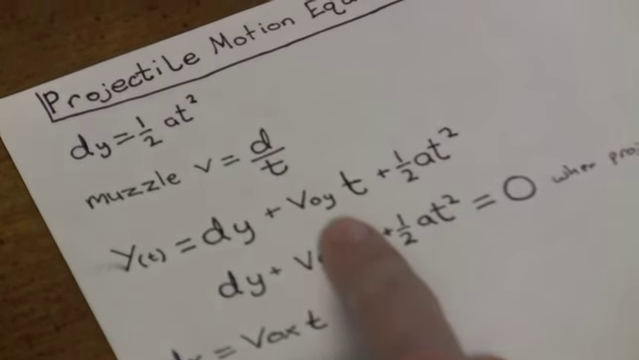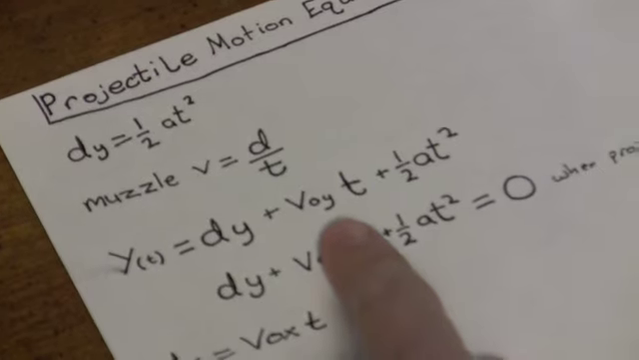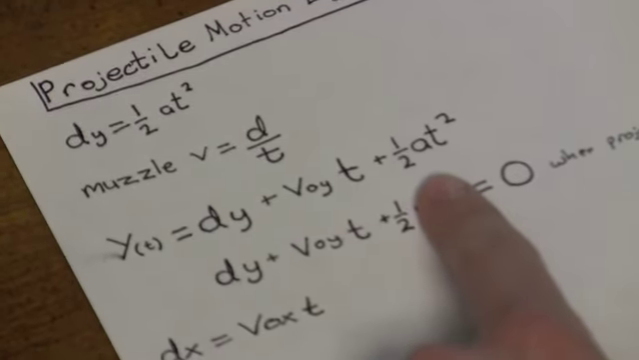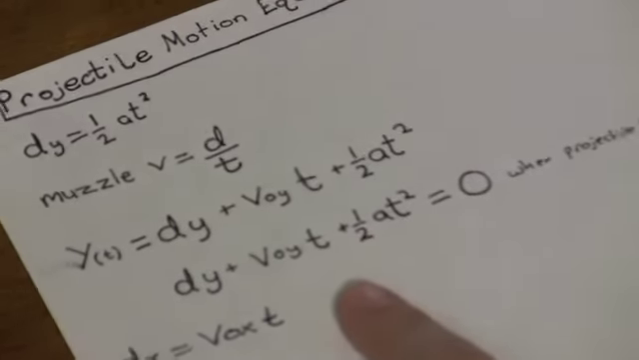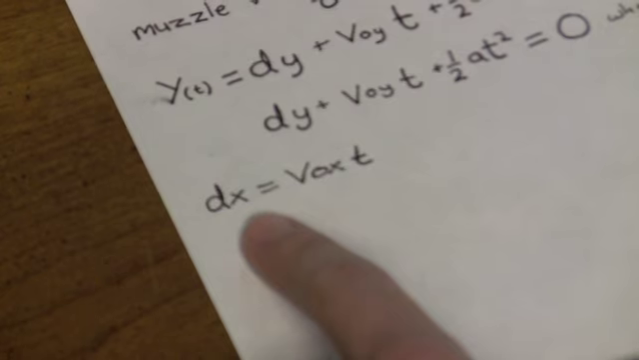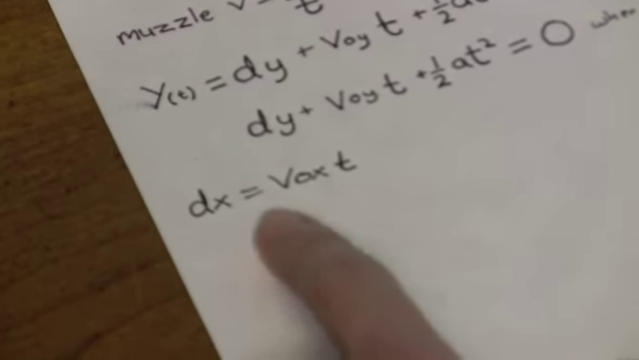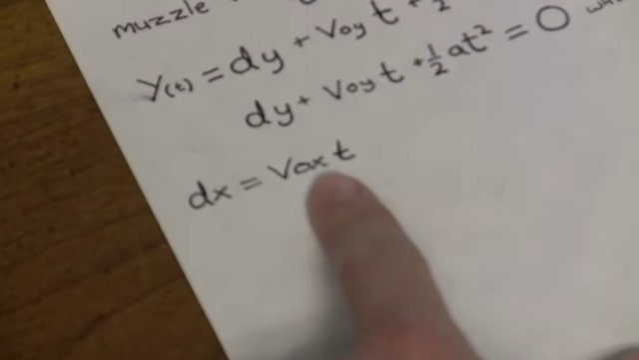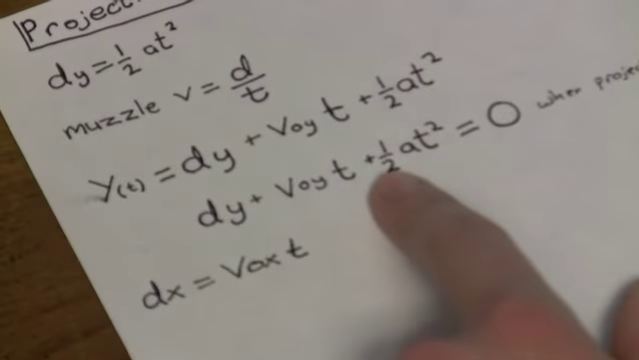v naught y is the y component of the muzzle velocity. You multiply that by time, plus 1/2 at squared. dx is the horizontal distance that the projectile travels. To find this, we use the x component of the muzzle velocity times the time that we found using this equation.